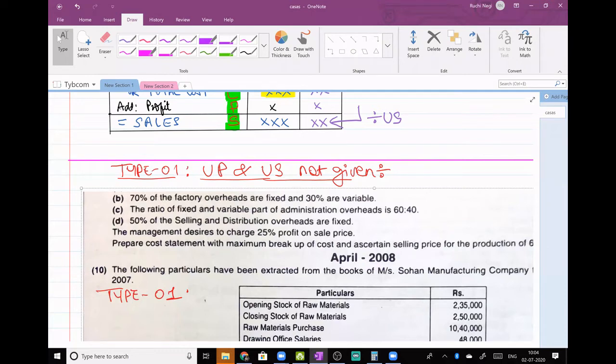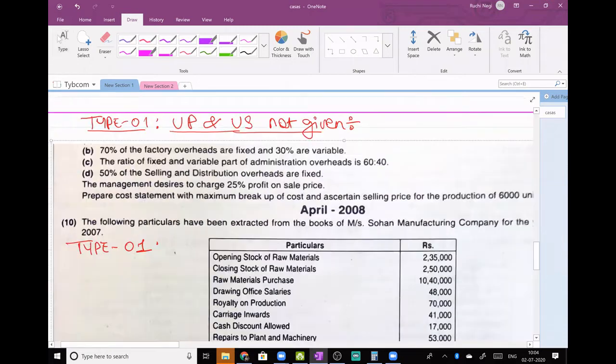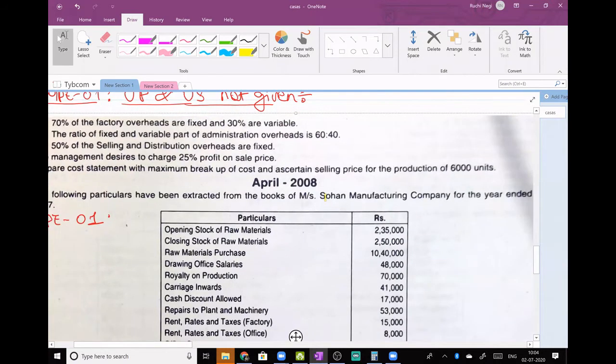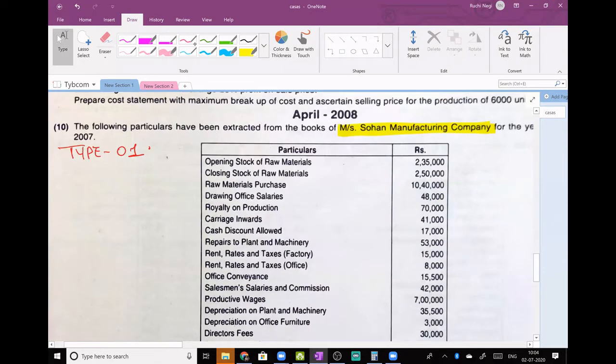I've written here question number 10. Units produced and units sold is not given. Now the highlight of the question is obviously this. Let us see whose books it is. Sohan Manufacturing Company. Year ended is 31st March 2007.